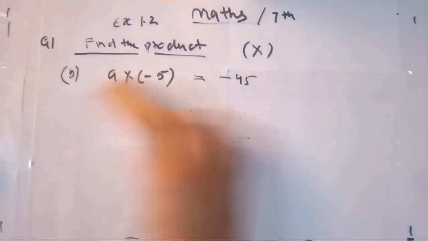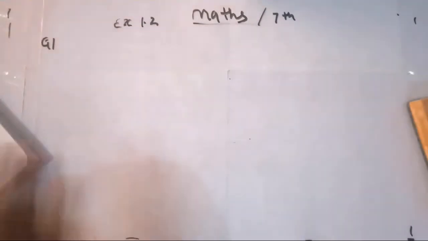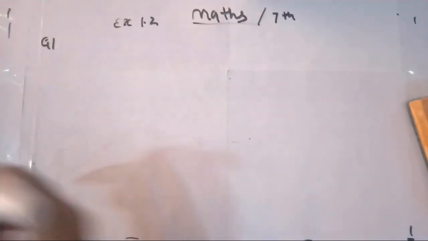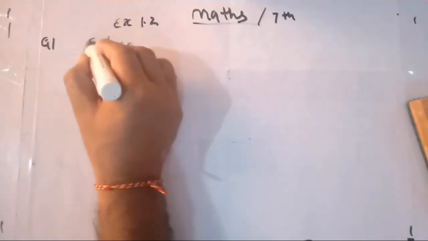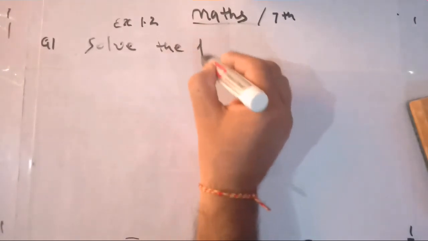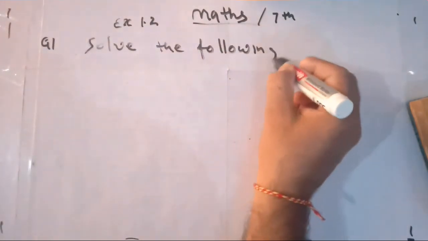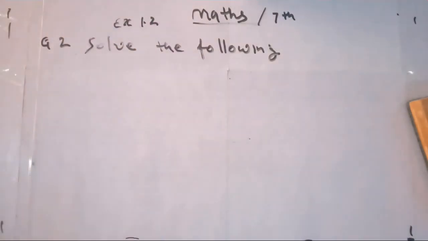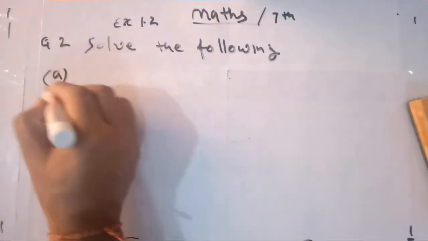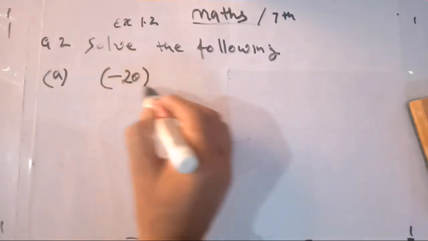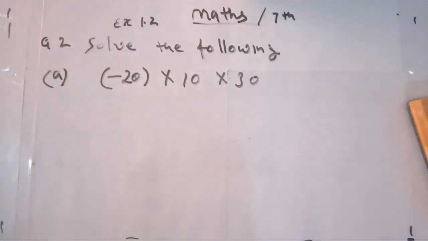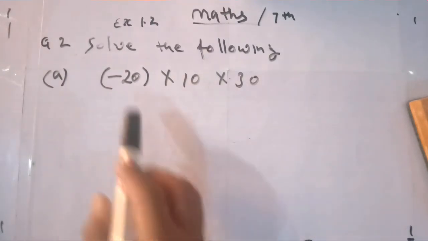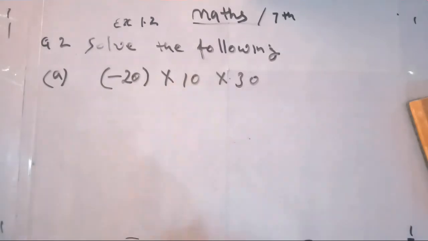This is the second question. In the second question again you have to find the product. Solve the following. In the second question you have to solve these questions you have been given. Let me take A part. Your question is minus 20 into 10 into 30. Beta, there is no property here. You will multiply this sum by taking a suitable rearrangement. Beta, this is very simple. You can multiply any number with any.